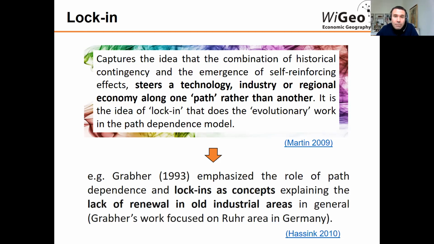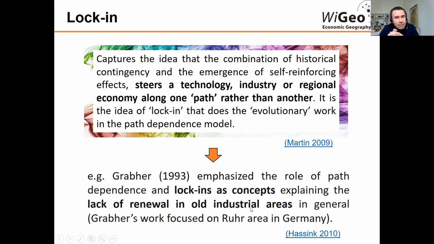What happens sometimes is there are certain shocks, certain unforeseen events, as you saw on the slide before, and I will give you examples later on. And the literature, Martin, summarizes this process. If you want to go deeper in this explanation, then you have to go deeper in the literature and also explore some years back. Grabher, if I'm pronouncing right, emphasized the role of path dependence and lock-ins as concepts explaining the lack of renewal in an old industrial area.